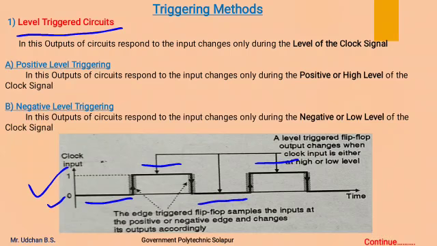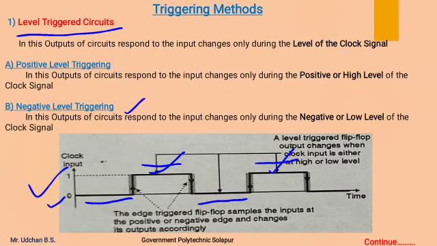Now there are two types of level triggering. First one is positive level triggering. In this, output of the circuit respond to the input changes only during the positive or high level of the clock signal. Means the output is going to change with respect to the positive level, that is with respect to the high level of the clock signal in the positive level triggering.